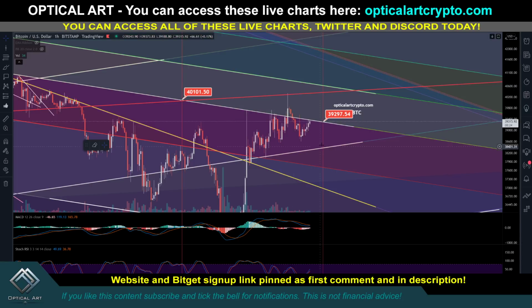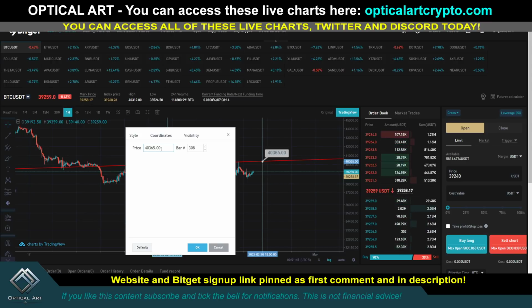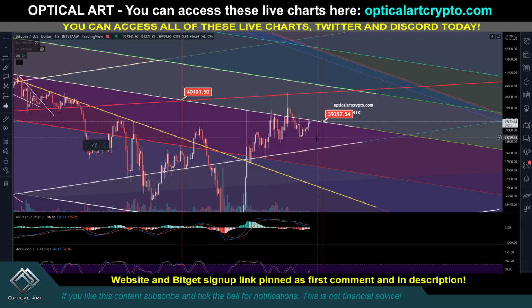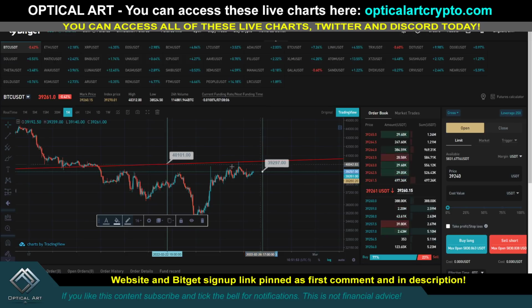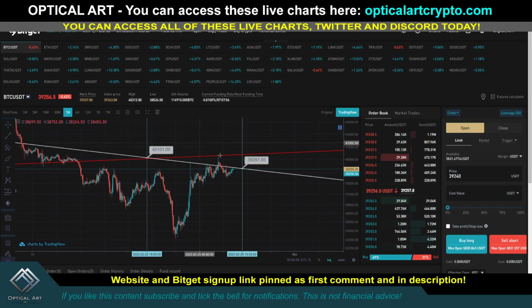And we're going to come back here. So we know that this white line intersects at 39,297. Okay, so now just draw a trend line, right? To start from right here to right here, and we'll make this white. And now you have the current resistance right here.